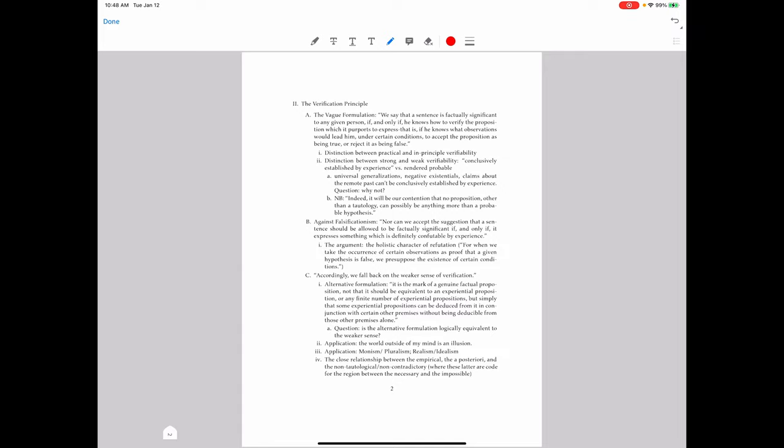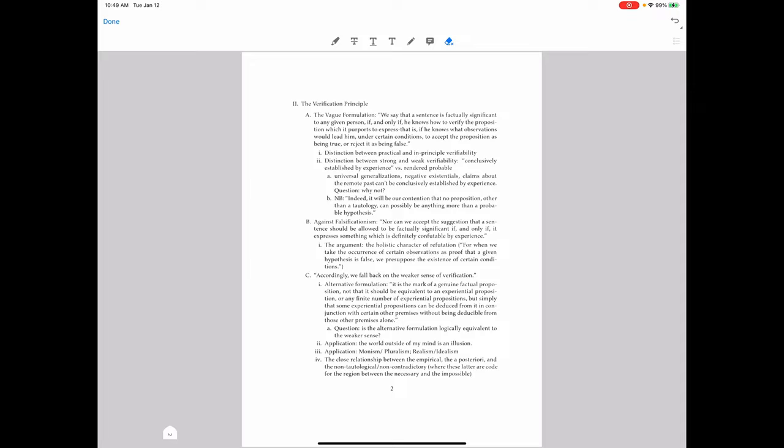There is a holistic character to refutation in that any refutation presupposes other assumptions being made. And when you get experience contrary to what you were expecting, you have two choices to make. Well, it depends on how many assumptions you've got. It's sort of like a reductio argument in logic. So you've got four premises and you show that they imply a contradiction. Which premise is at fault?